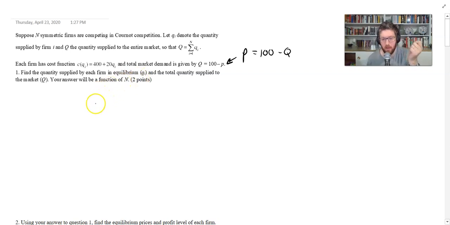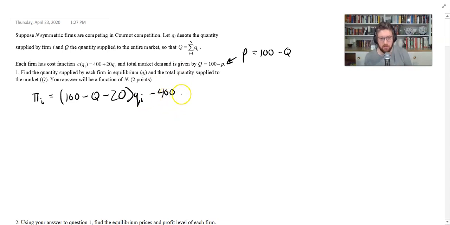So this is a Cournot competition, and each firm i is going to have the following profit function. Price is 100 minus Q, and then marginal cost is 20, and we multiply that by qi, and then we also have this fixed cost of 400, which we might as well put in to be technically correct, but it's not going to affect our choices.